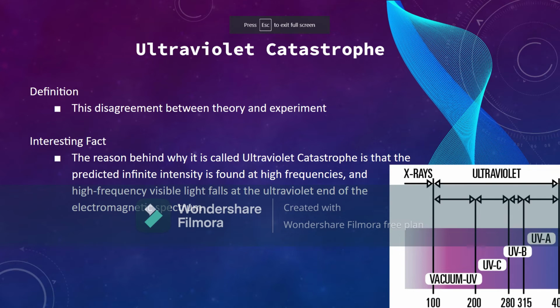The ultraviolet catastrophe. The definition: this is the disagreement between theory and experiment. The interesting fact about this, the reason behind why it is called the ultraviolet catastrophe, is that the predicted infinite intensity is found at high frequency. And high frequency visible light falls at the ultraviolet end of the electromagnetic spectrum. And this is a really interesting fact I found during my research, and this is why I want to present it here.